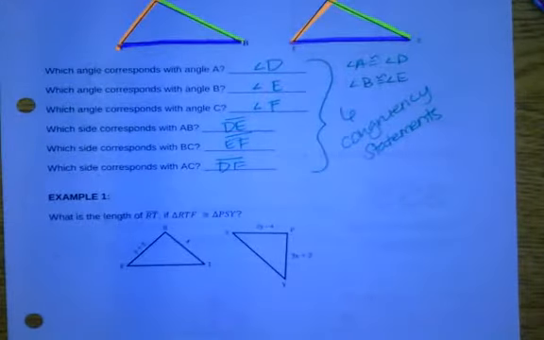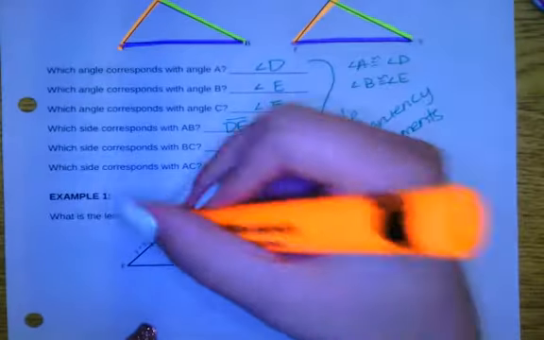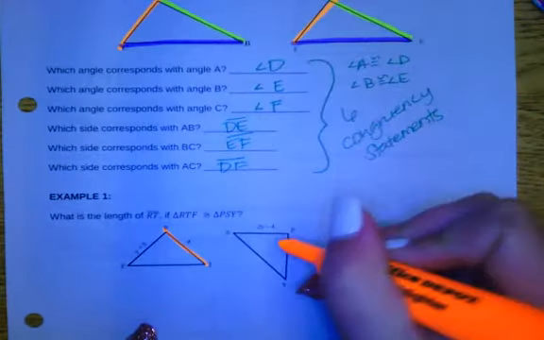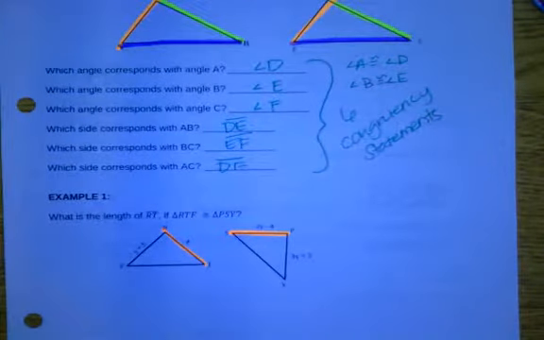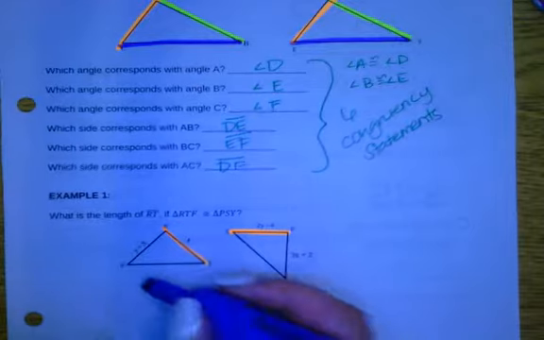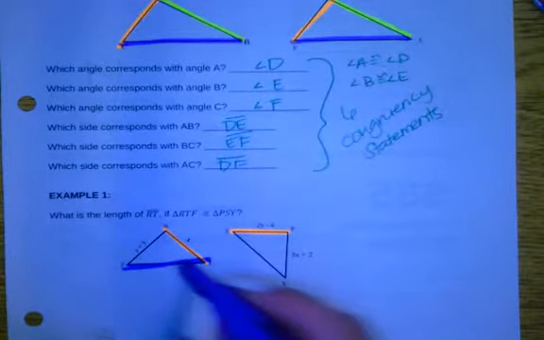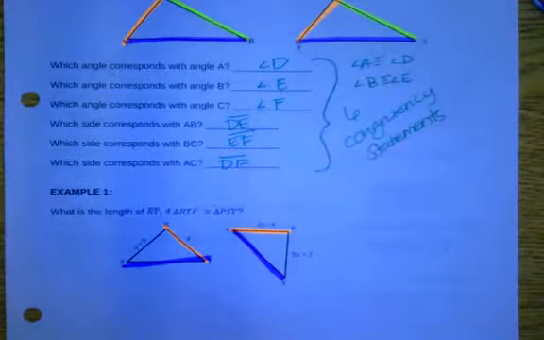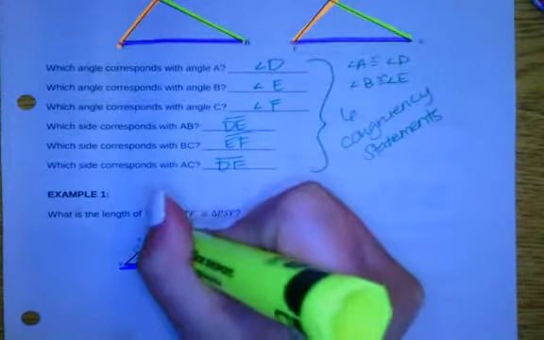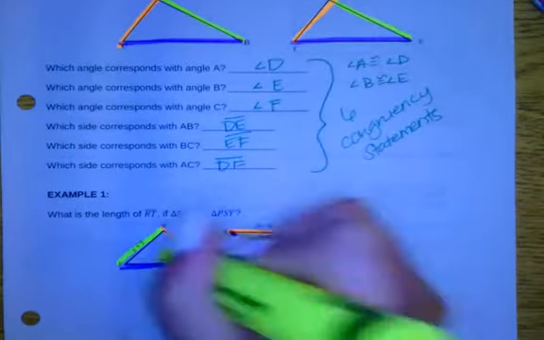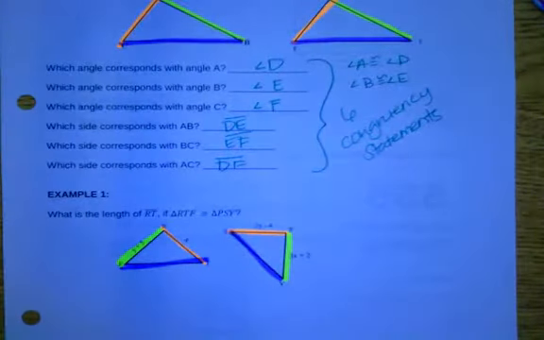Okay, for example 1, I want to break out the highlighters again to figure out which side lengths correspond with which. RT corresponds with what? PS. Notice that they're not on the same side this time. TF corresponds with YS or SY, and PY corresponds with RS. Okay, and it wants to know the length of RT.